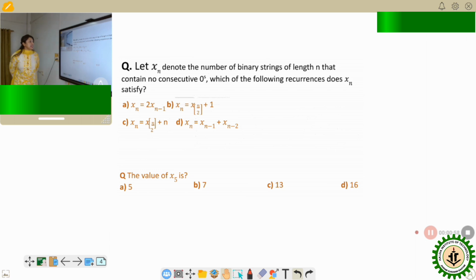Let xn denote the number of binary strings of length n that contain no consecutive zeros. Which of the following recurrence does xn satisfy? First, x0. So x0 means the length of string will be 0. So it can be the null string, and the null string contains no consecutive zeros.